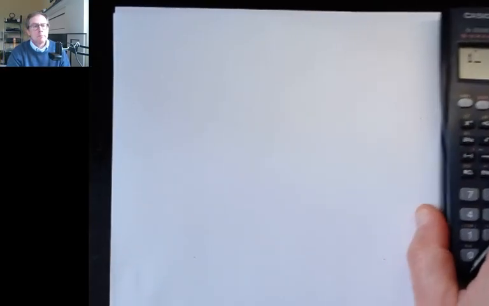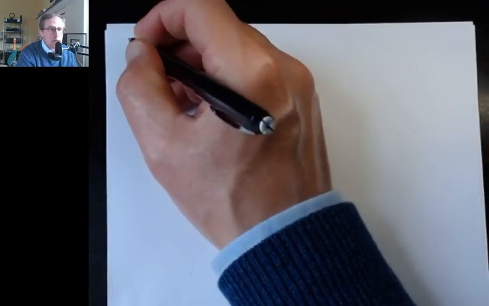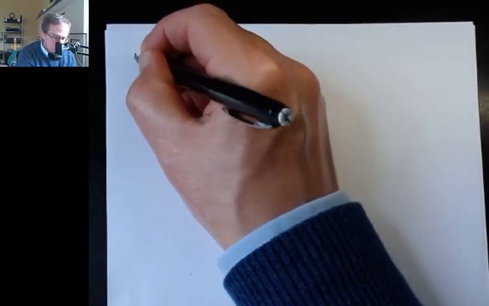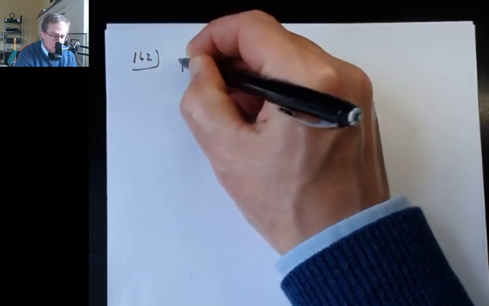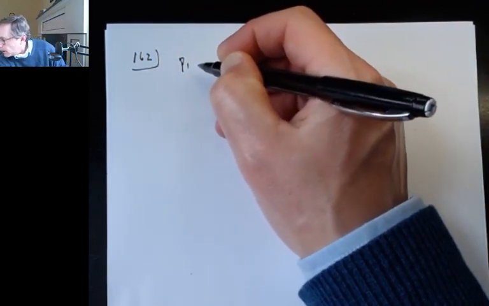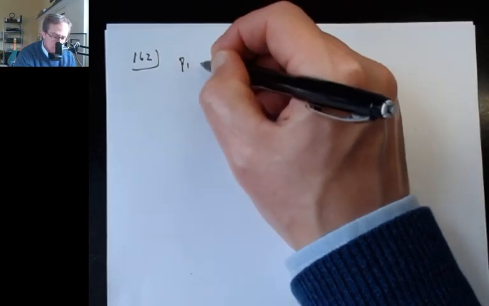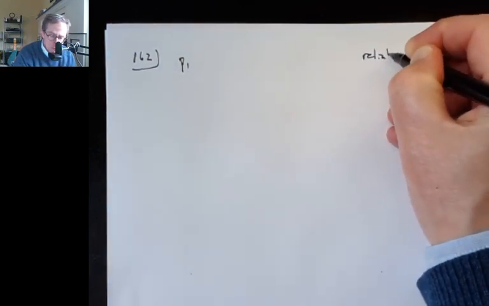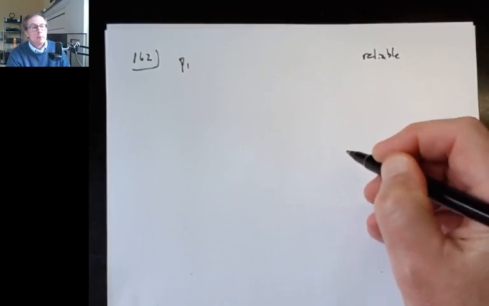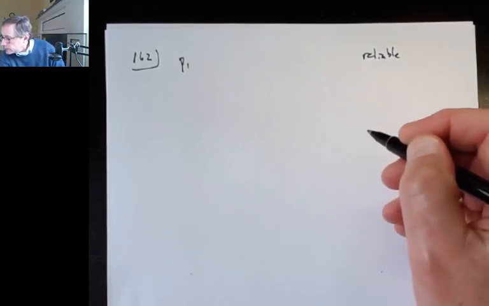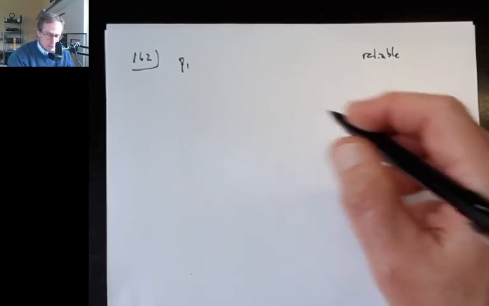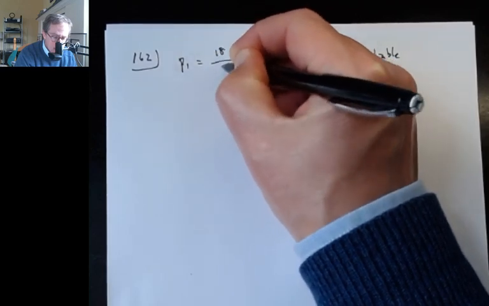Okay, so let's see how we do. Okay, so I'm thinking here that the babies, 162. So P1 is going to be the reliable adult. So P1 was 18 out of, let's see, what's 18 plus 12? 18 out of 30. 18 out of 30.